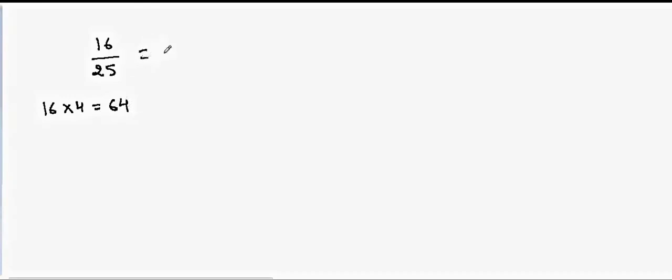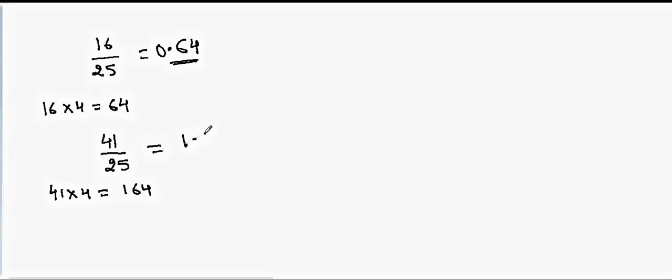So my answer will be 64, and now I'll put a decimal after two digits from the right, so that will be 0.64. That's my answer. Again, if I have 41 and I want to divide by 25, in this case 41 into 4 is equal to 164. So the answer will be equal to 1.64.